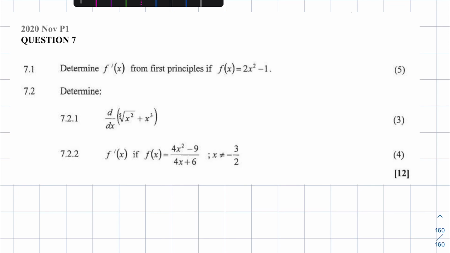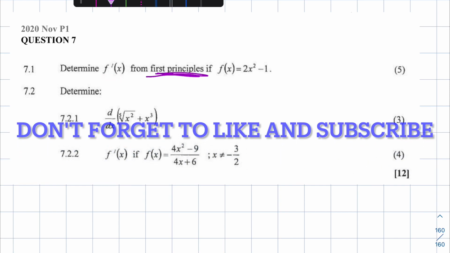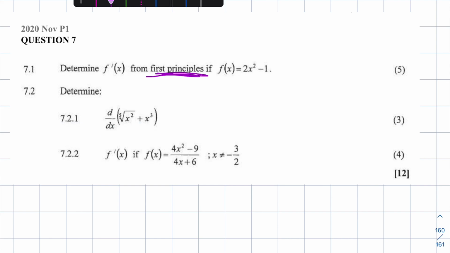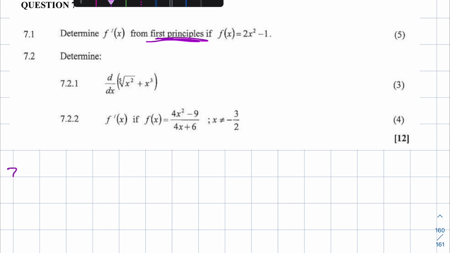In this video, we will look at a calculus question. In this case, we are looking at November 2020, question 7. Question 7.1: determine f prime of x, the derivative of f, from first principles, if f of x is 2x squared minus 1. Whenever they say first principles, we have to use this formula.